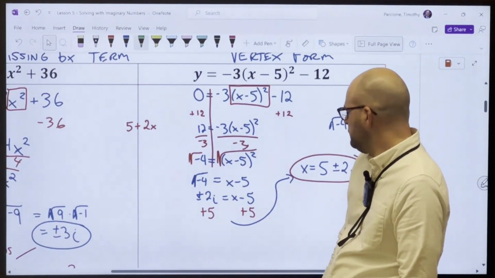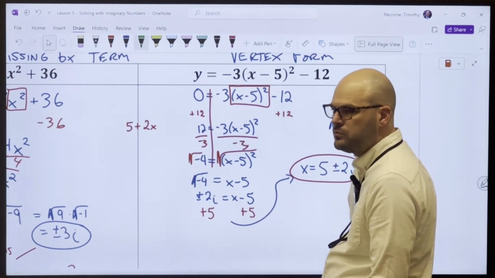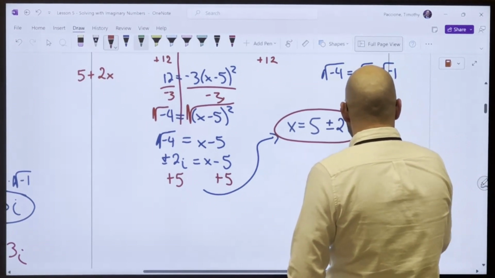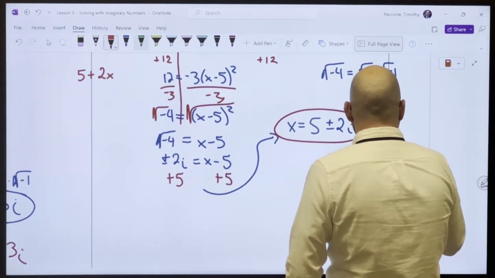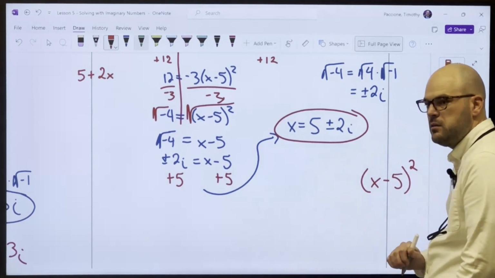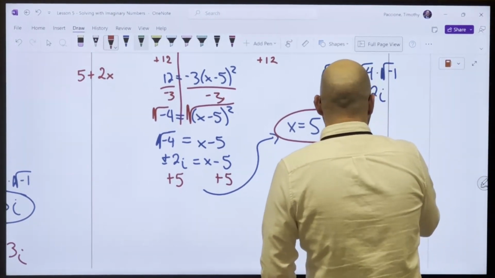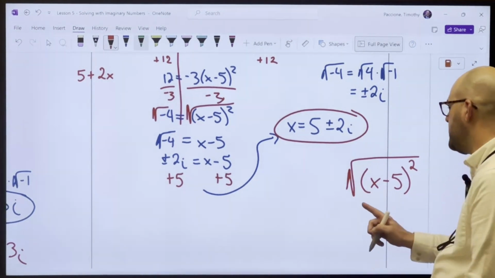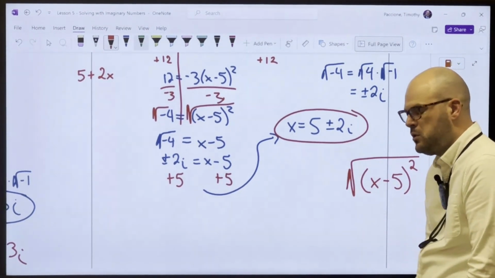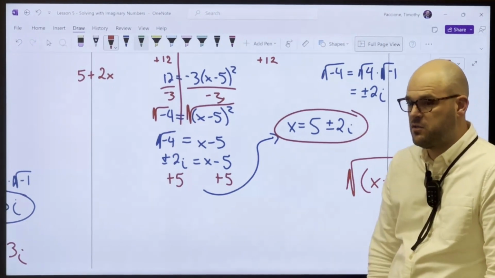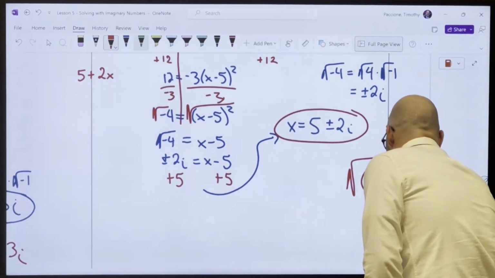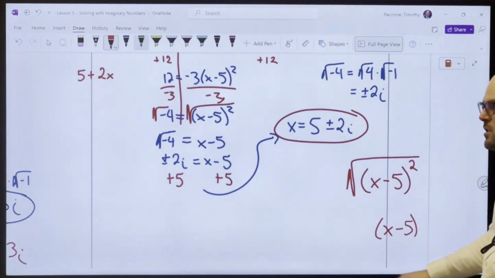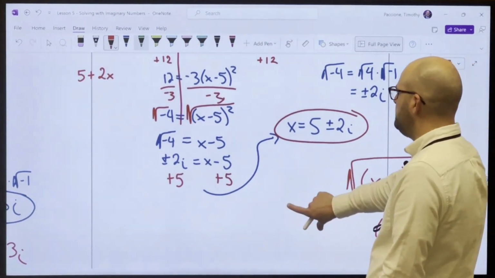Question? Will you square root x minus 5 squared? Like, you know that it's just x minus 5. If you have something that's squared, and then you square root it, well, think about what a square root is asking. It's saying, what times itself would give you that? Well, what times itself would give you x minus 5 squared? x minus 5 times itself would give you x minus 5 squared. So that's the result. Yeah, good question.